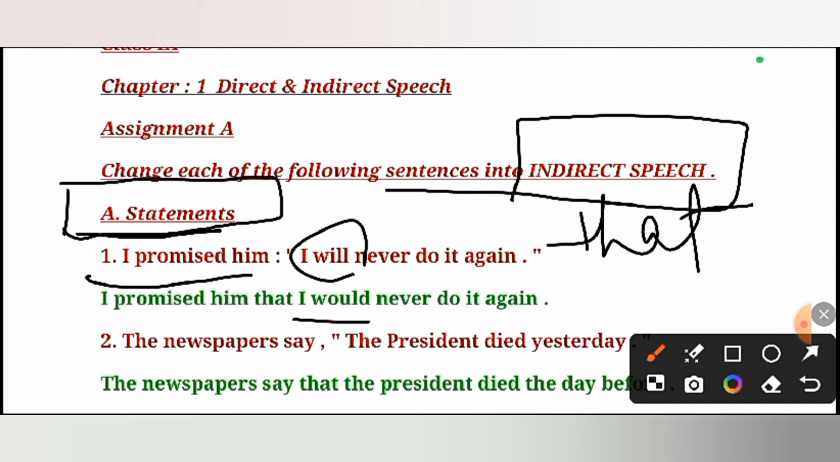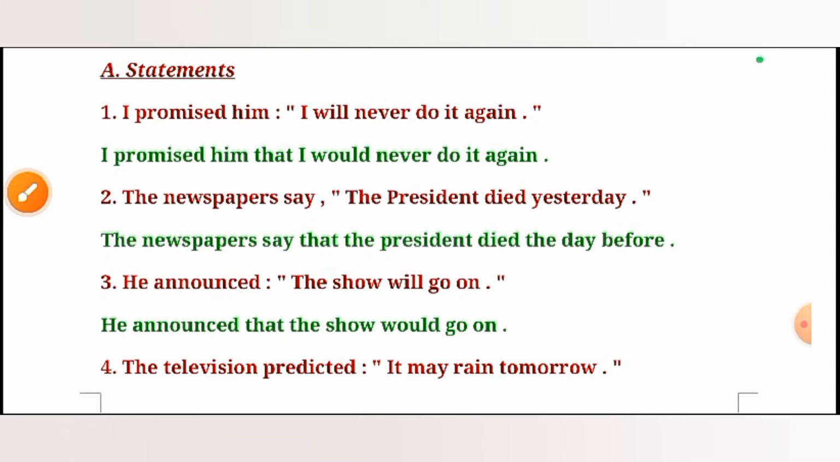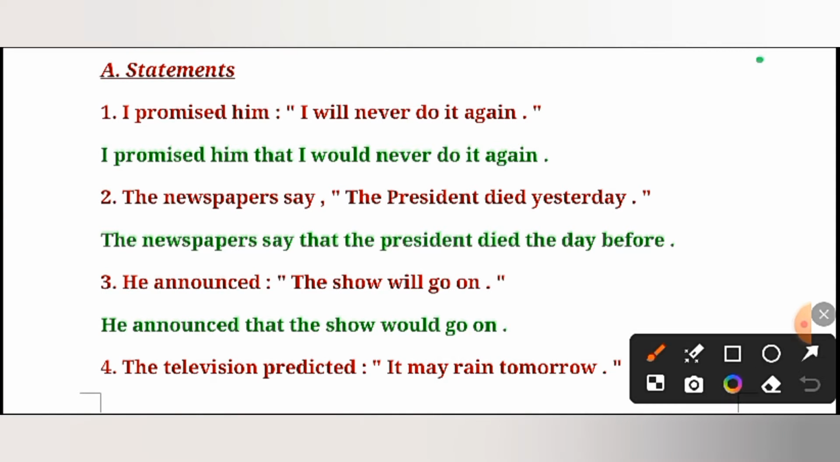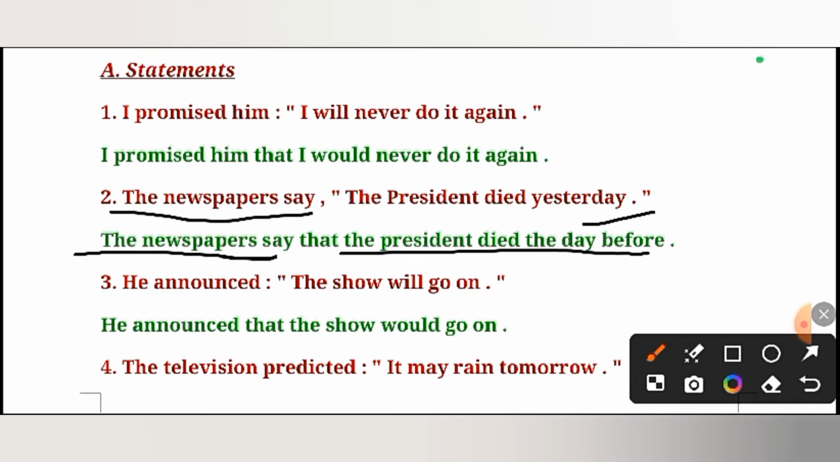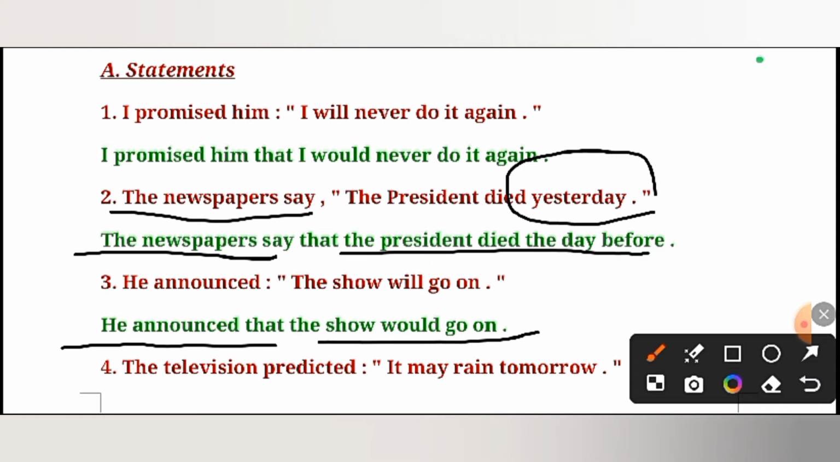Number two, the newspapers say the president died yesterday. So the newspapers say that, which will be the same because simple present is given, and simple present does not change. So the newspapers say that the president died the day before. Yesterday shall be changed into the day before. Number three, he announced the show will go on. So he announced that the show would go on.